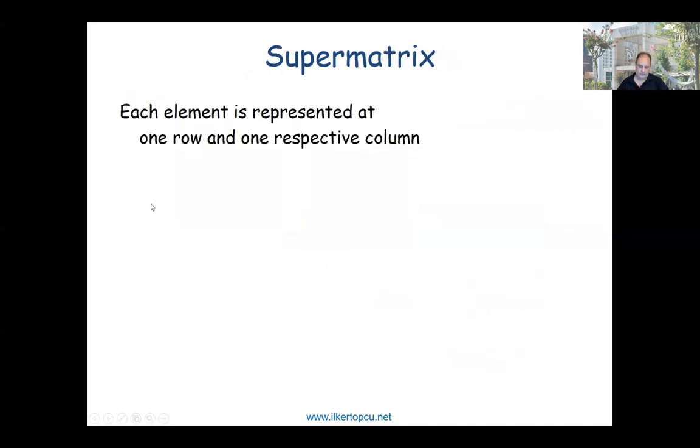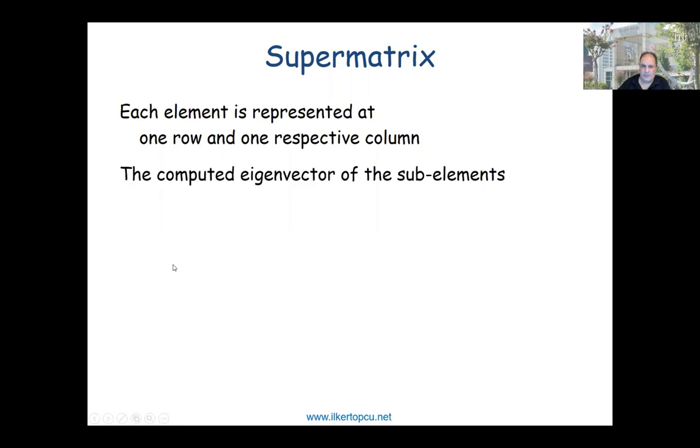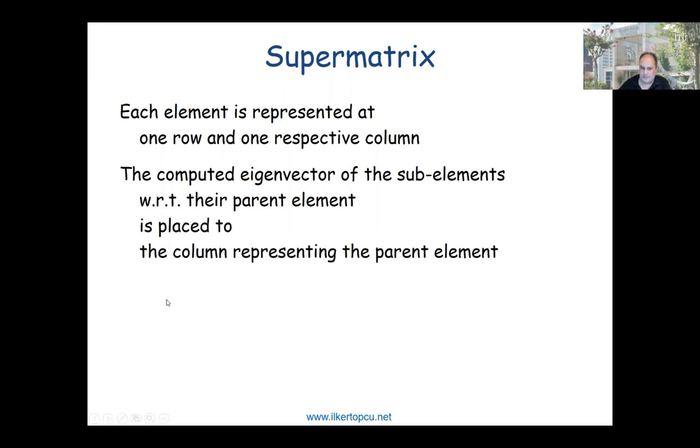So let's skip to our famous matrices, the supermatrix. The supermatrix actually is a matrix where you have all the elements in the network. If you have 5 clusters with 20 elements, you will have a 20 times 20 matrix. Each element will be represented at the rows and at the respective columns. And the eigenvectors of the sub-elements with respect to the parent element, after getting the responses of decision makers, will be placed at the column of the parent element and at the rows of the sub-elements.